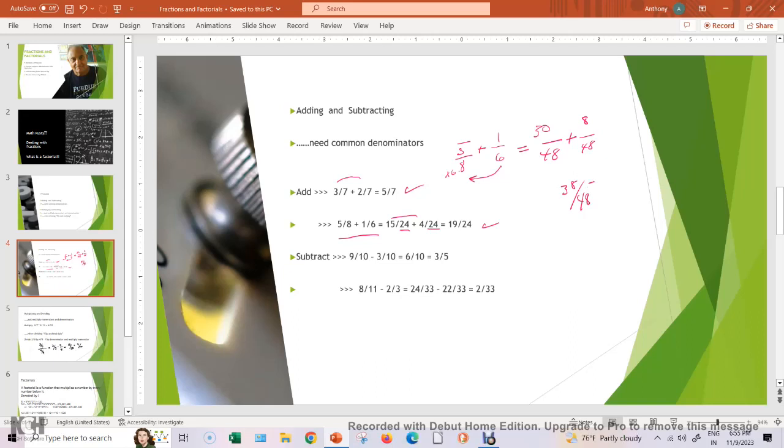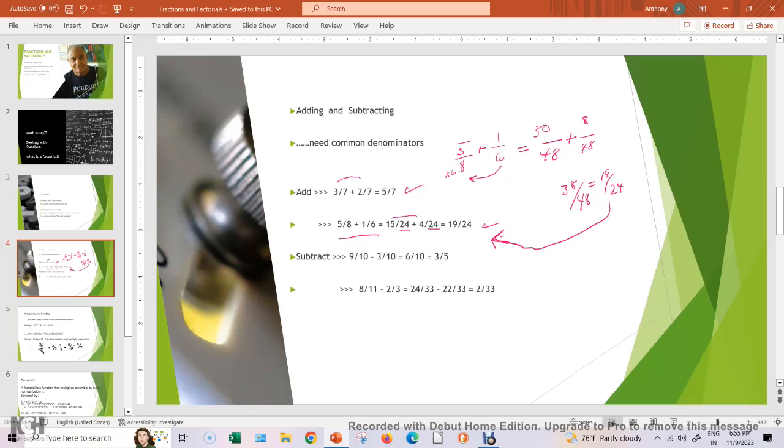38 over 48. If we reduce that fraction, divide it by 2, what do we get? We get 19 over 24, which we got here. By multiplying the denominators, you got the right answer. It just required one extra step. That's all it did.